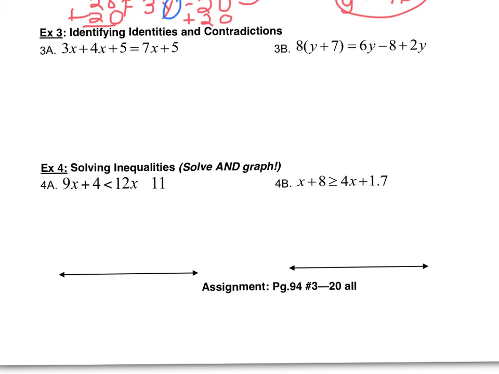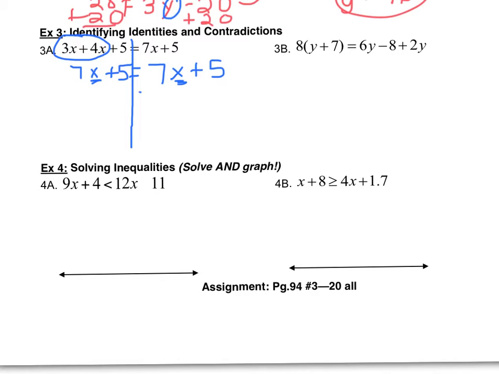Let's try solving 3a. We have the equal sign. On the left side, we'll combine the 3x's and the 4x's to get 7x plus 5. On the other side, we have 7x plus 5. Now, you might stop right there and think, if we have the same thing on both sides, whatever we plug in right here, we'll plug the same thing in right here, and those sides will always equal each other.